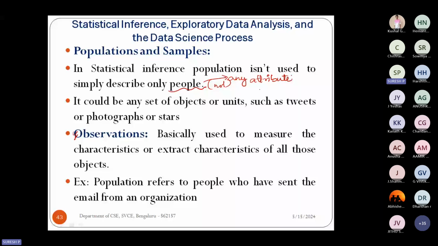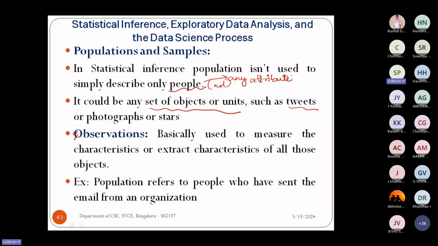Whenever you are going to make that particular inference, it can be a set of objects or units. For example, if you want to know the number of students of USVC, then you should have the images. If you have to check with respect to objects, it may be a set of objects or units. If you want to do tweets analysis, you have to make use of the tweets.